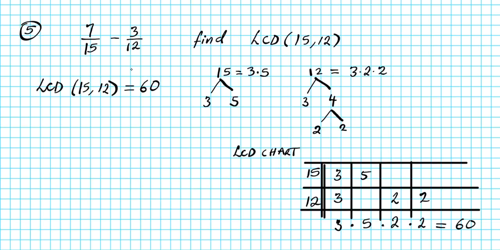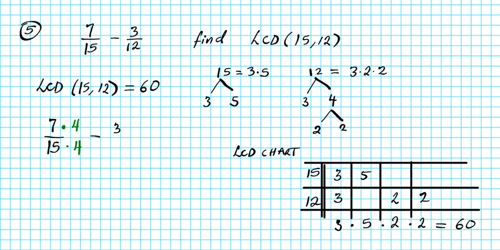So we need to express these two fractions as equivalent fractions where their denominator is equal to 60. Let's start with the first one, 7 over 15. We can use this chart to assist us in determining what number can be multiplied by the numerator and denominator to get the LCD. 15 is 3 and 5. You see these two numbers here? That's what's left in order to make it 60. So we multiply by 2 times 2, which is 4, on the top and on the bottom.